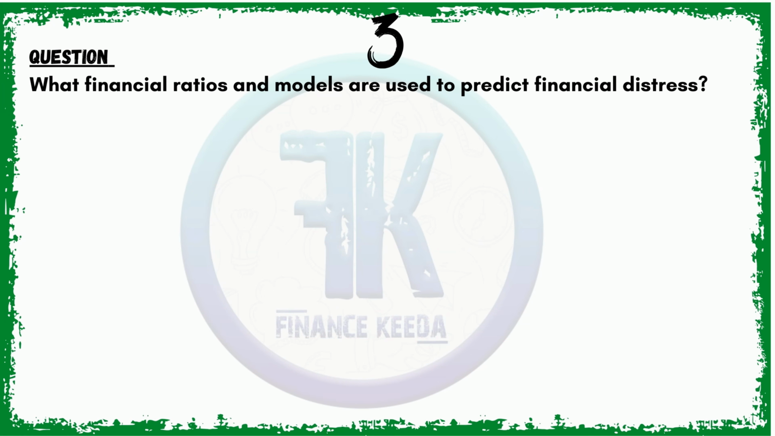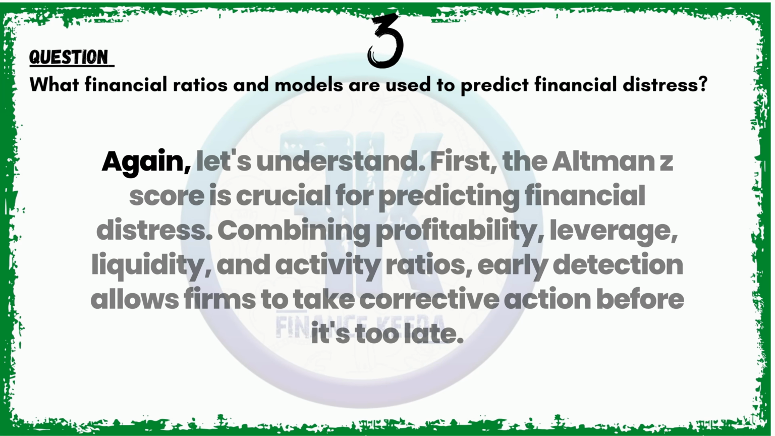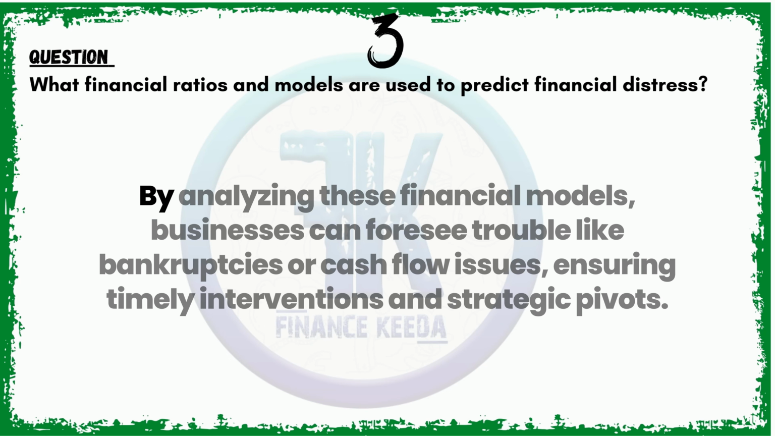Next question. What financial ratios and models are used to predict financial distress? Again, let's understand first. The Altman Z-score is crucial for predicting financial distress, combining profitability, leverage, liquidity, and activity ratios. Early detection allows firms to take corrective action before it's too late. By analyzing these financial models, businesses can foresee trouble, like bankruptcies or cash flow issues, ensuring timely interventions and strategic pivots.